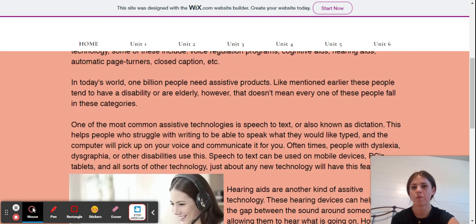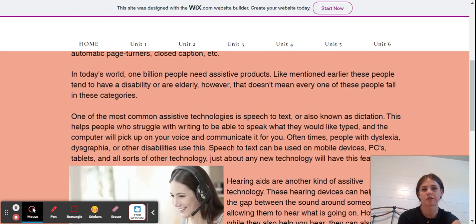So in today's world, 1 billion people need assistive products. Like I mentioned earlier, these people tend to have a disability or be elderly. However, that doesn't mean that every one of these people fall into these categories. You don't necessarily have to be disabled or elderly to need these. Sometimes it's just something that makes your life easier that you'll end up using an assistive technology device.